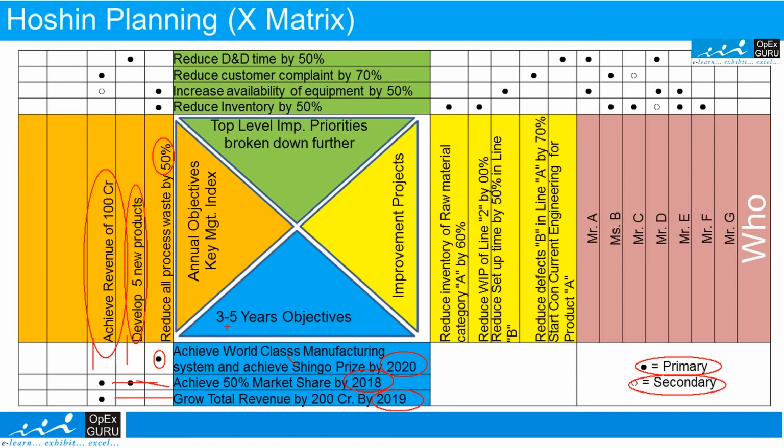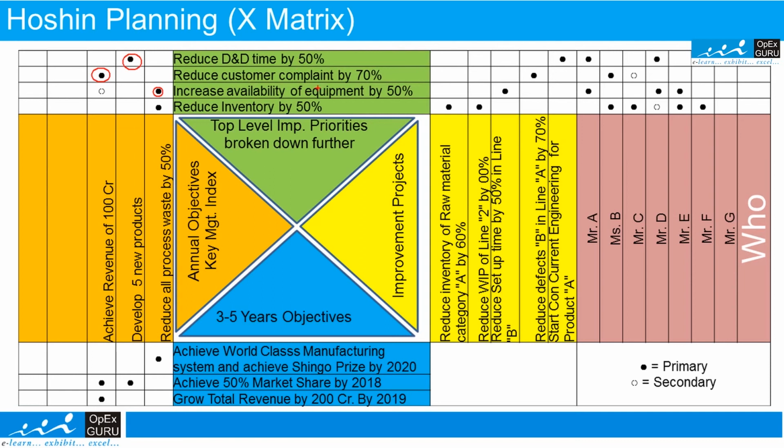These annual objectives or key management indices are then converted into top level improvement priorities. So here if you see, they have mentioned increase availability of the equipment by 50%, reduce customer complaints by 50%, reduce design and development time by 50%. And there is a correlation. And in a further phase, they will convert this into manageable improvement projects.